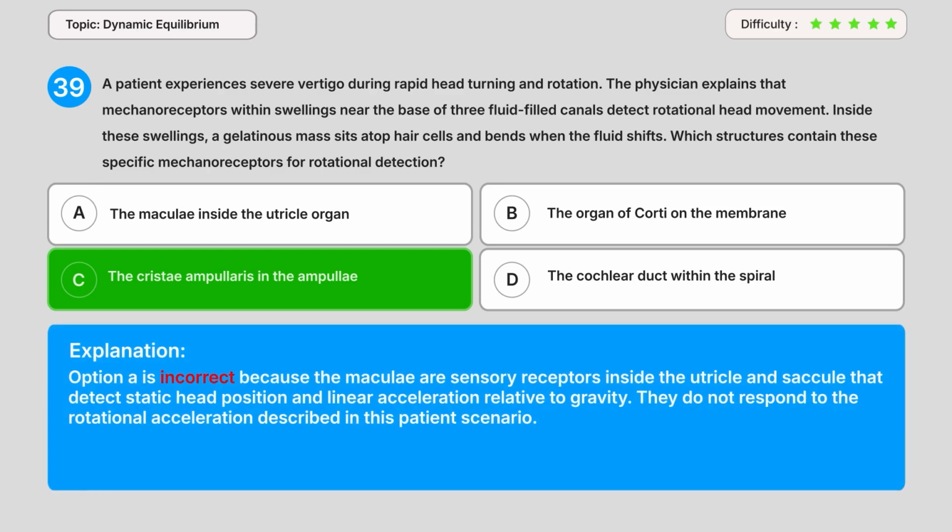Option A is incorrect because the maculae are sensory receptors inside the utricle and saccule that detect static head position and linear acceleration relative to gravity. They do not respond to the rotational acceleration described in this patient scenario.